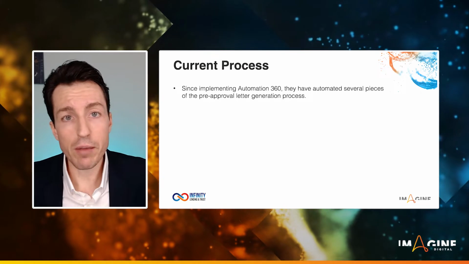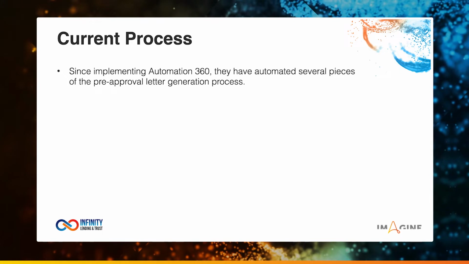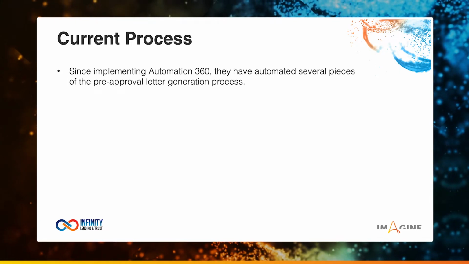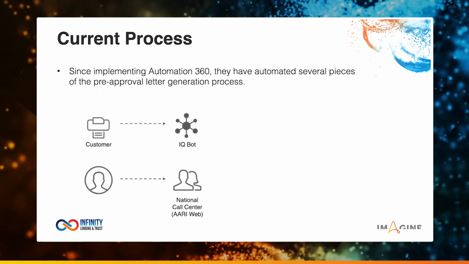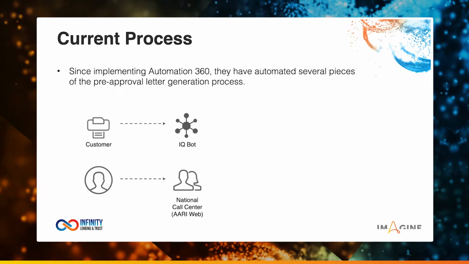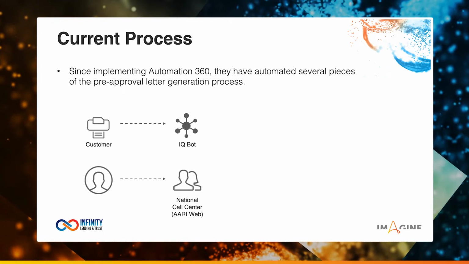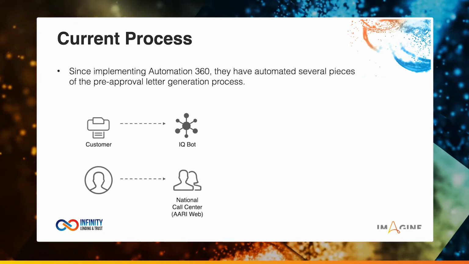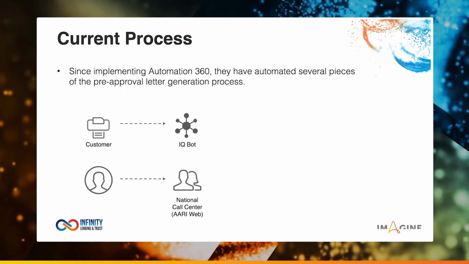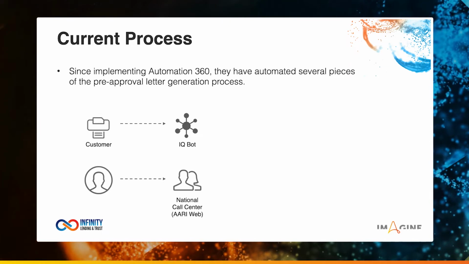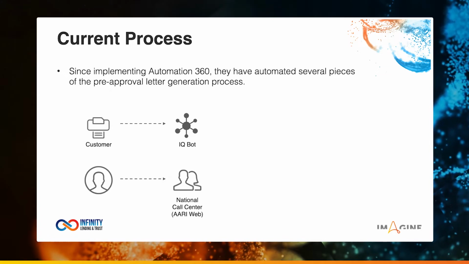Now, after implementing Automation 360, they've automated several pieces of that pre-approval letter generation process. And this is where I would say they have a really good process. This is a really mature process that we're going to look at. So first off, they've added another entry to the way that data can flow into their system. Our customers can call in to our national call center and give their details to the agent. And the agent at this point, instead of just sending an email off to the loan approval officer, would actually fill that detail into AARI Web. Using AARI Web, they have a place to fill out all the details that are required and send that off through the appropriate process.